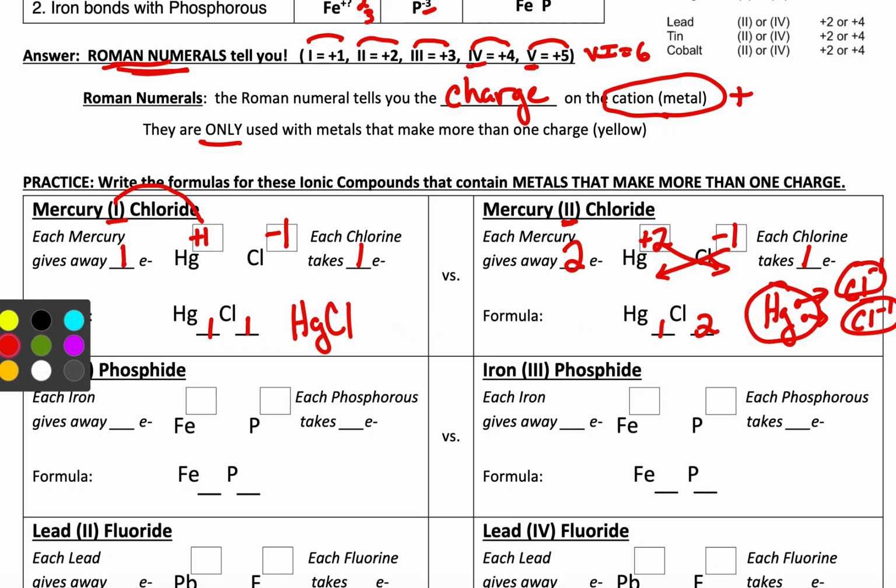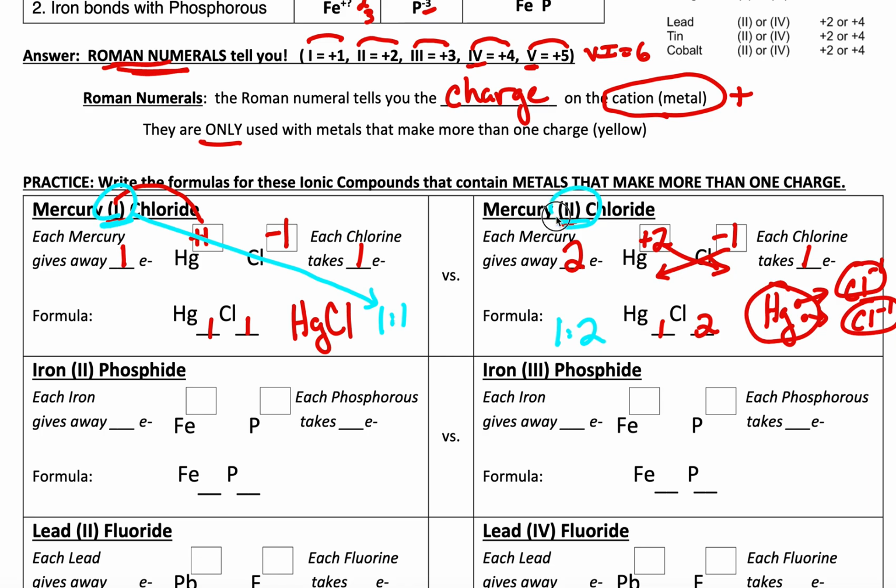So take a look at what we found out here. Mercury 1 ends up with HgCl on a 1-to-1 ratio. Mercury 2 is HgCl2. It's a 1-to-2 ratio. Quick note, in this case, there's 1 mercury in the formula. In this case, there's still 1 mercury in the formula.